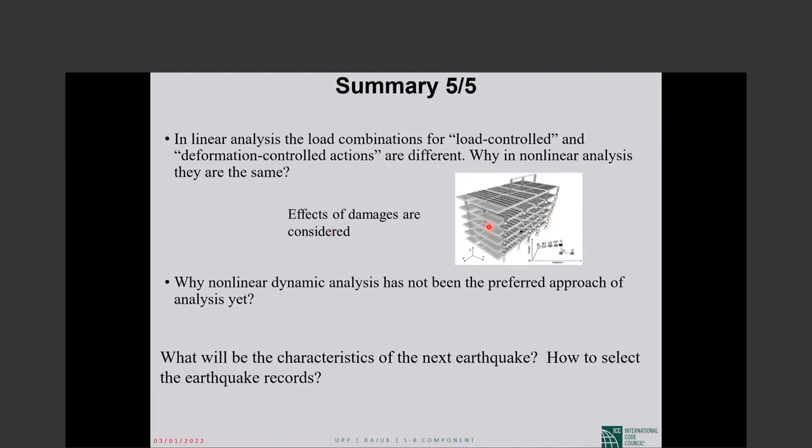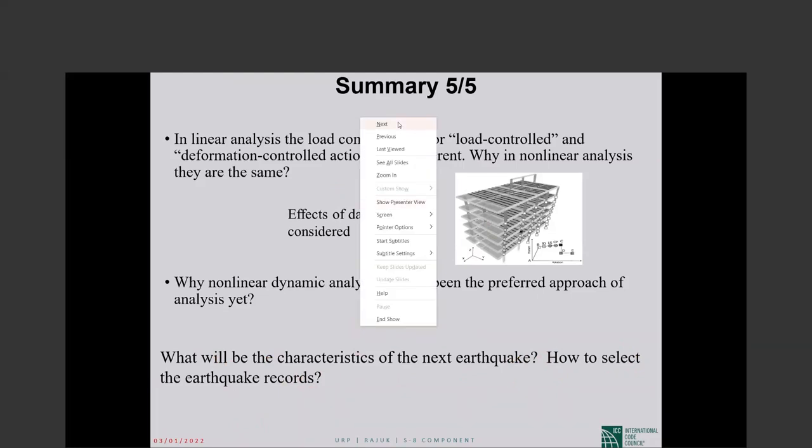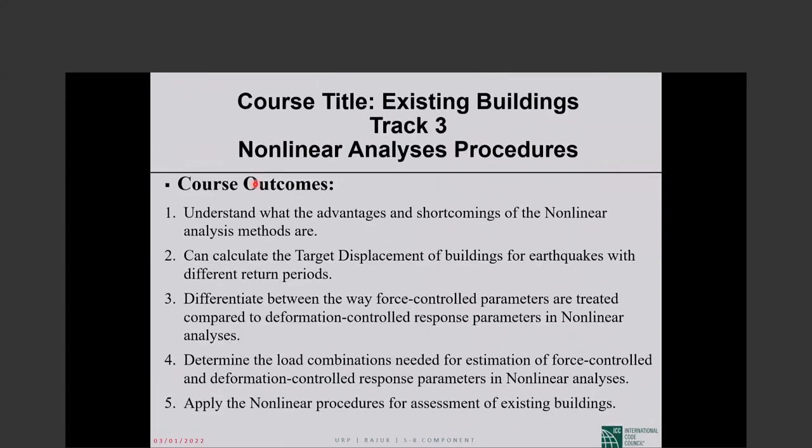Why nonlinear dynamic analysis has not been the preferred approach yet, but will be, is because we don't have an answer to this question: what will be the characteristics of the next earthquake? So there is a big problem in how to select the earthquake records. Therefore, in general, have a view of the advantages and shortcomings of nonlinear analysis.